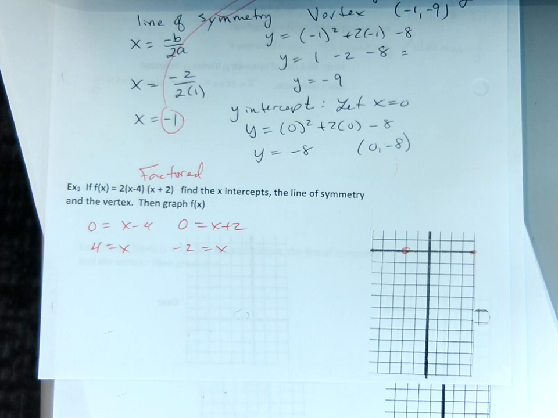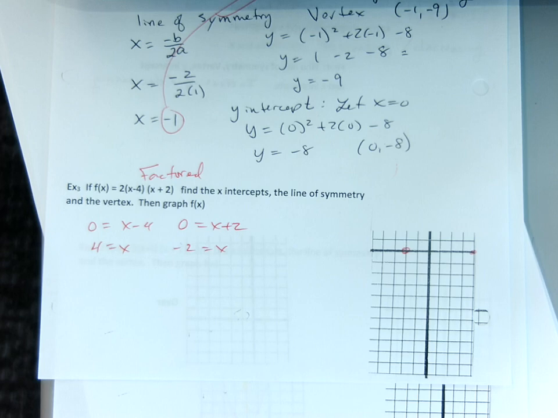I found the zeros by making my mini equations, as I call them, and I solved. So it was already factored, I got my mini equations to solve: plus 4, minus 2. So I got a point at negative 2, that's one of my zeros, and a point at 4, that's the other zero.